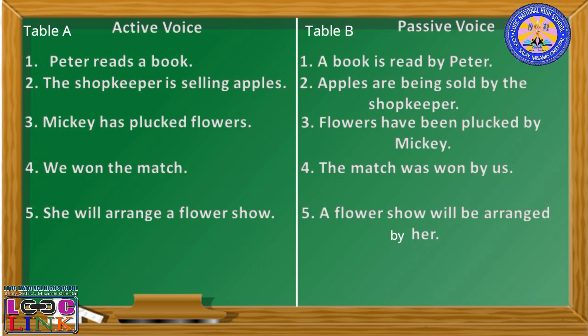It's she. However, in table B, all the sentences are in their passive form because the subject is the receiver of the action and no longer the doer. A book is read by Peter. What is being read? A book. Apples are being sold by the shopkeeper. What are being sold? Apples. Flowers have been plucked by Mickey. What have been plucked by Mickey? Flowers. The match was won by us. What was won by us? The match. A flower show will be arranged by her. What will be arranged by her? A flower show. That's why all the sentences in table B are in their passive voice.